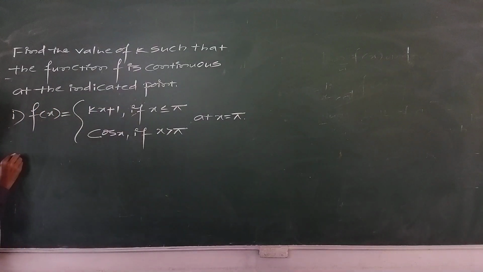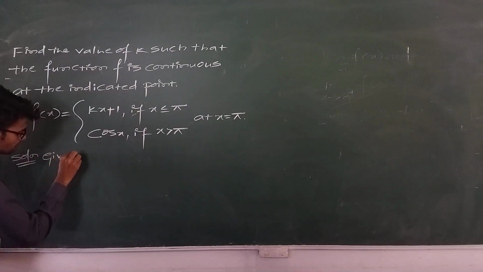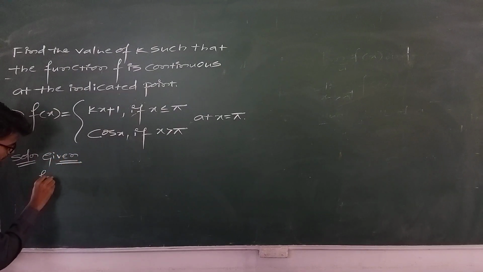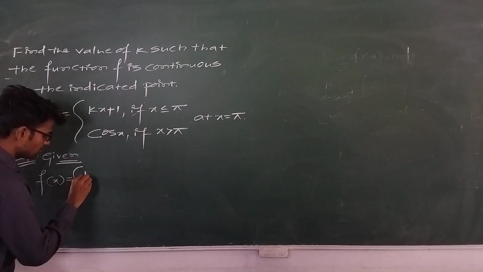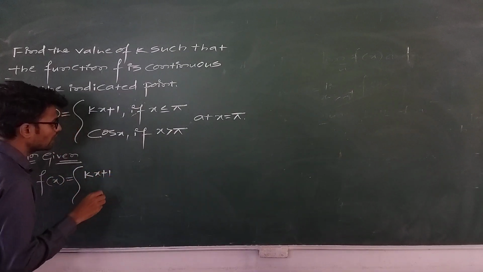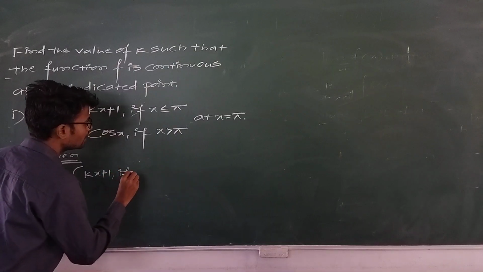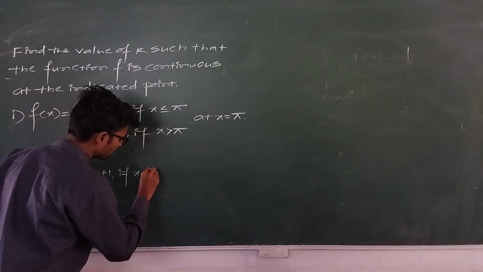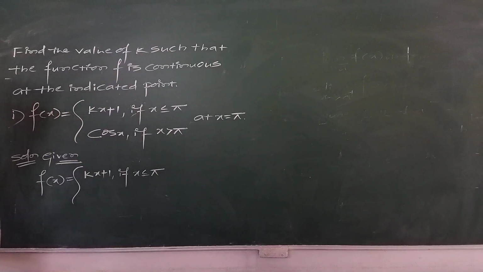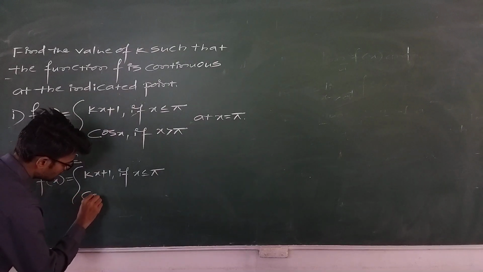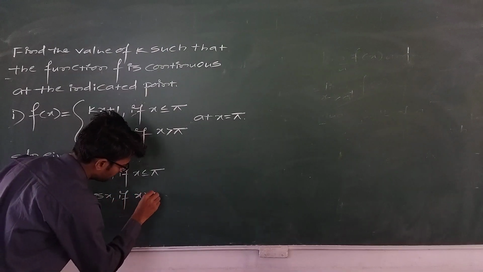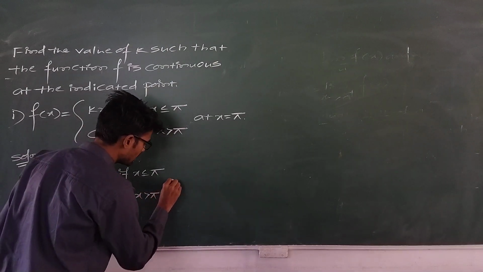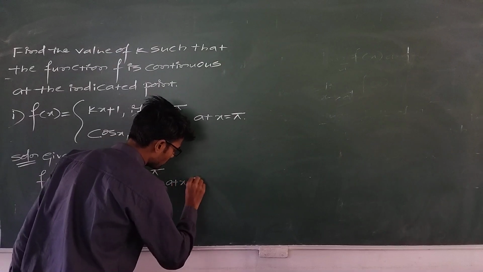So I go for the solution of this. I'll write the given f of x is equal to kx plus 1 if x is less than or equal to pi, and it is cos x if x is greater than pi. After that, you take x equal to pi.